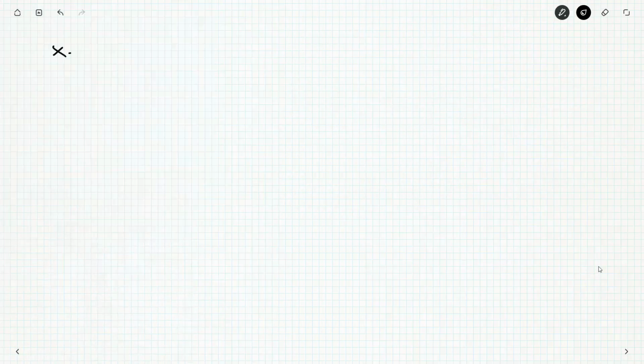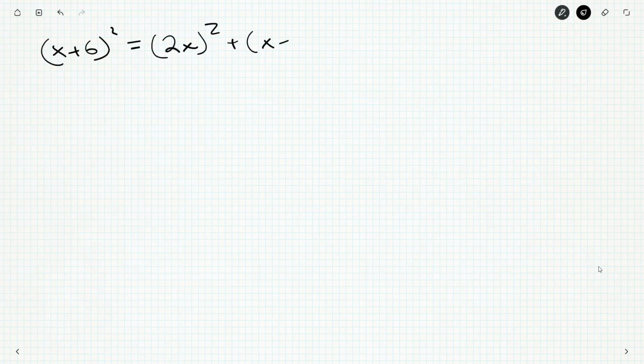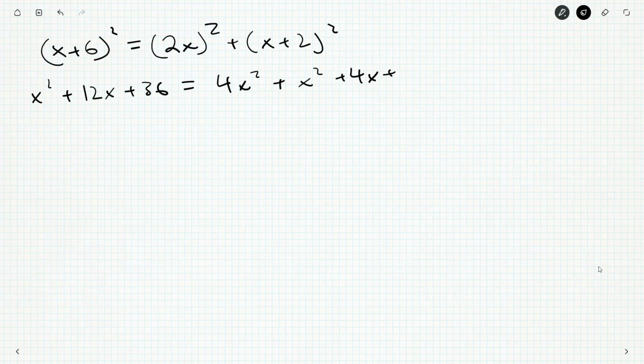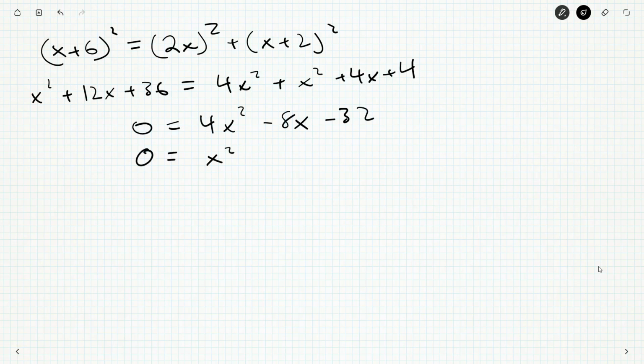So x plus 6 squared could be 2x squared plus x plus 2 squared. So we'll have x squared plus 12x plus 36 is equal to 4x squared plus x squared plus 4x plus 4. And we'll bring it all over onto one side. We get 0 is 4x squared, and then 4x minus 12x is minus 8x. 4 minus 36 is minus 32, sorry, no x's in there. Divide by 4, we'll get x squared minus 2x minus 8, not 16, 8.